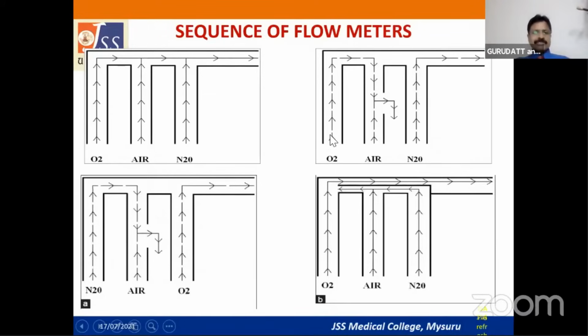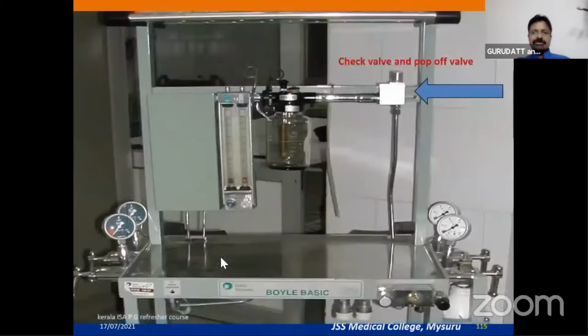See, suppose oxygen is upstream and air is in between, and suppose this air flow meter is broken. What will happen is oxygen will be flowing out, whereas the patient will be getting more of nitrous oxide. So that means the patient can get a hypoxic mixture. So if you have the oxygen as the most downstream, even if there is a break in the air flow meter, then nitrous oxide will be going out, but not the oxygen. So that is why in all the modern workstations, the most downstream flow meter is always the oxygen.